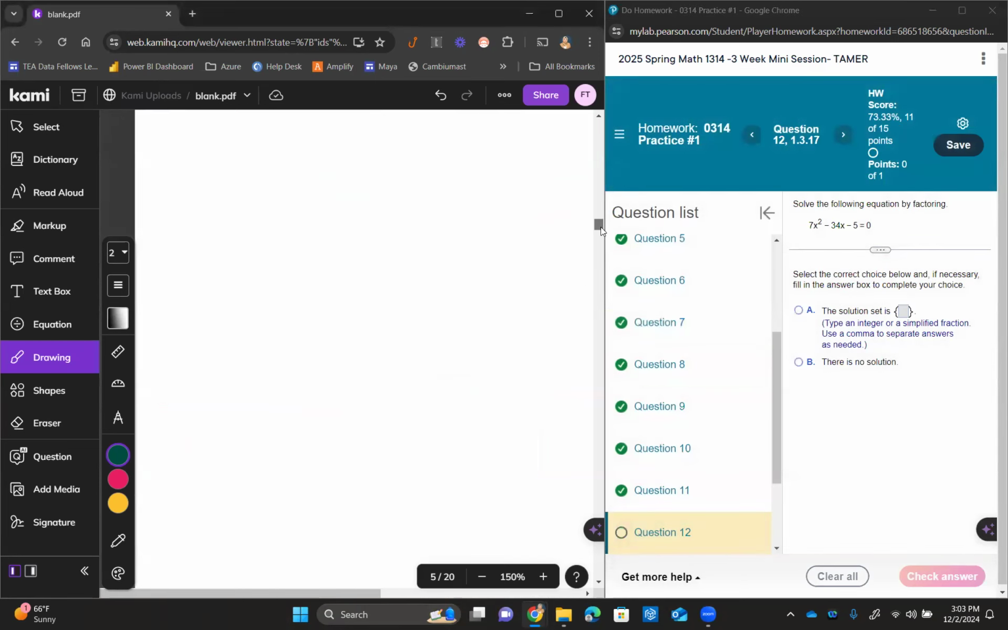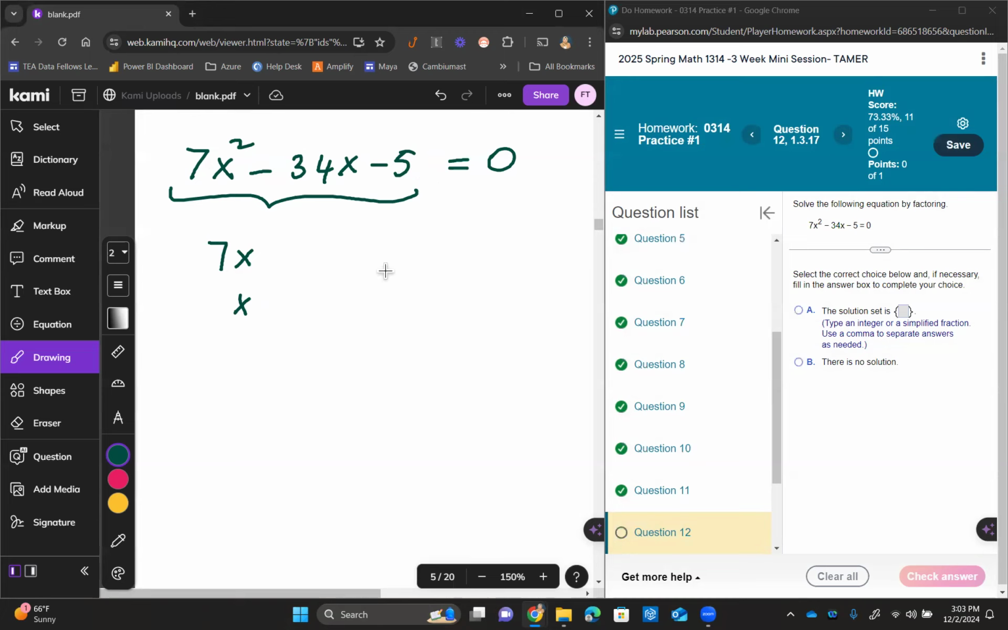For question 12 on this assignment, we have another solve by factoring type problem. It's a difficult type of factoring because the quadratic term has a number in front of it, like 7x squared minus 34x minus 5. This is set to 0, so we need to solve for this. First thing is, again, how do I factor this? I'm going to use the same method that I have been showing you. 7x and x. When I multiply them, their product is 7x squared. For 5, my only chance is 1 times 5. That's a good thing.